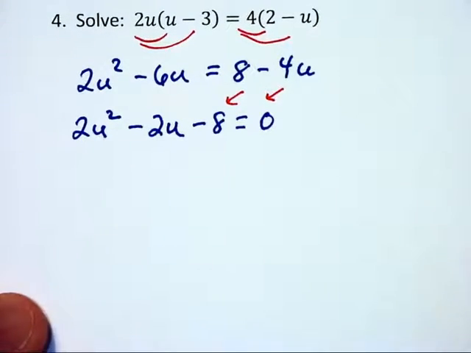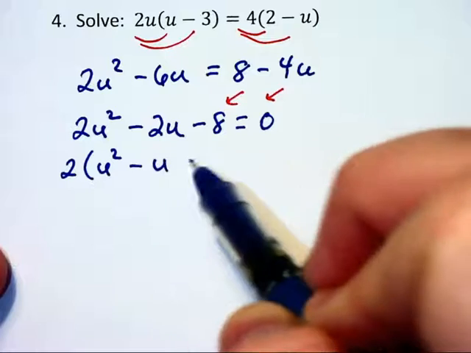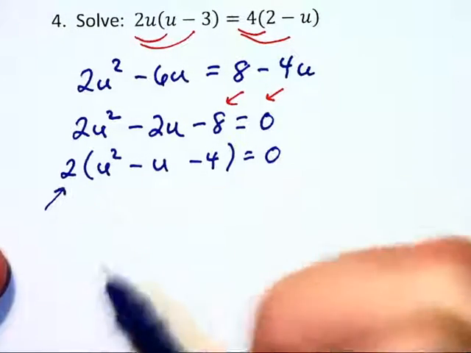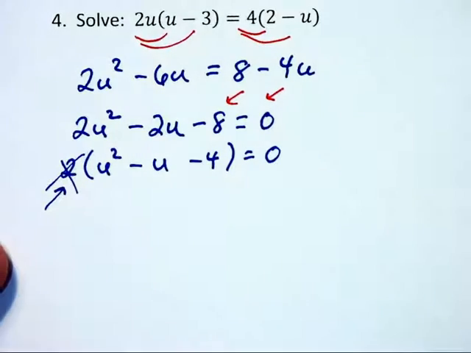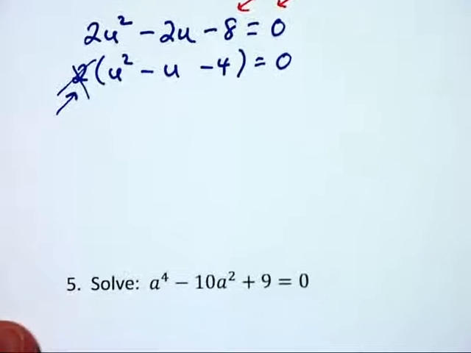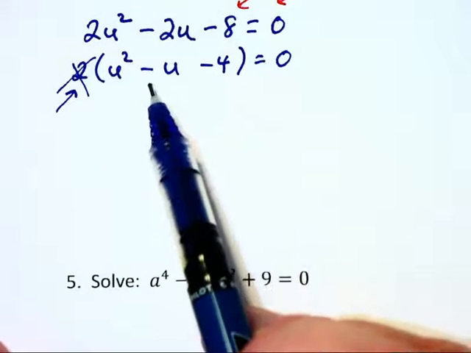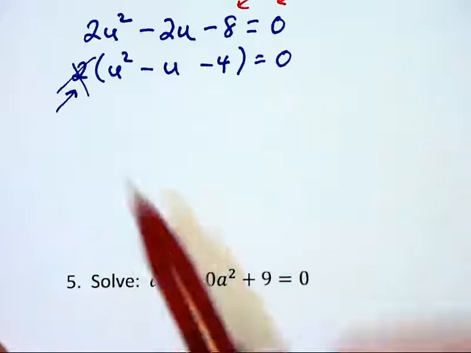I do notice that I can factor a 2 out, leaving u squared minus u minus 4. And I can ignore that 2 out in front, or divide it off of each side, so it's gone. But now I've got to try and factor what's inside the parentheses, and I can't find two numbers that will multiply to negative 4 and add up to negative 1. I could complete the square or use the quadratic formula.